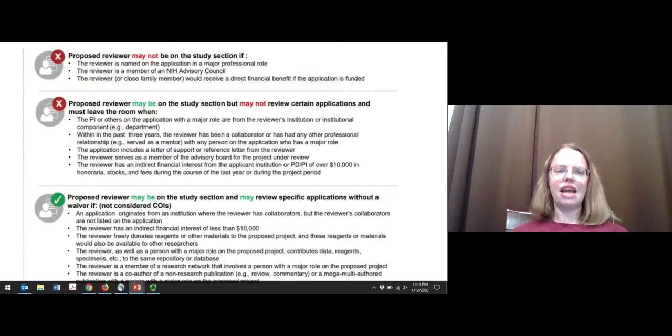So let's look at the NIH thing. You can't even be on the study section, which is basically the grant review panel, if you're on an application in a major role, right? Obviously, you wouldn't want to review other people's if that panel is going to review yours. If you're a member of an advisory committee, or if you had a direct financial benefit, you can't even be anywhere near the review process. Now, sometimes you serve on the review panel, but then you go out of the room. You don't actually participate in the review of certain applications.